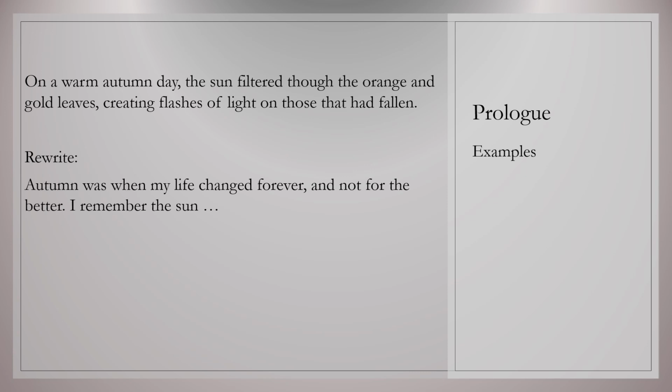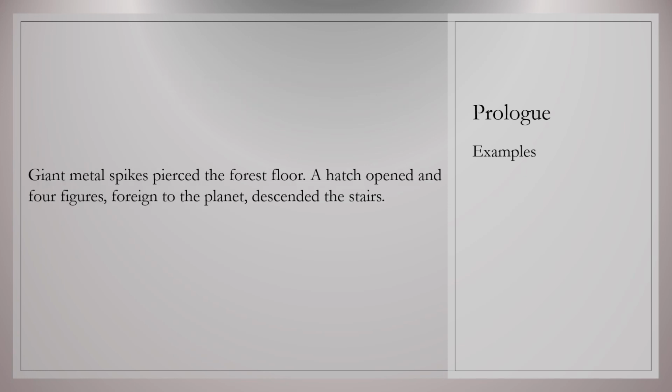Sometimes a prologue can serve as a hint to something that will affect the main character later, like the murder scene in the prior example will likely affect McLean, or it could possibly be something less sinister, like: giant metal spikes pierced the forest floor, a hatch opened, and 4 figures foreign to the planet descended the stairs.